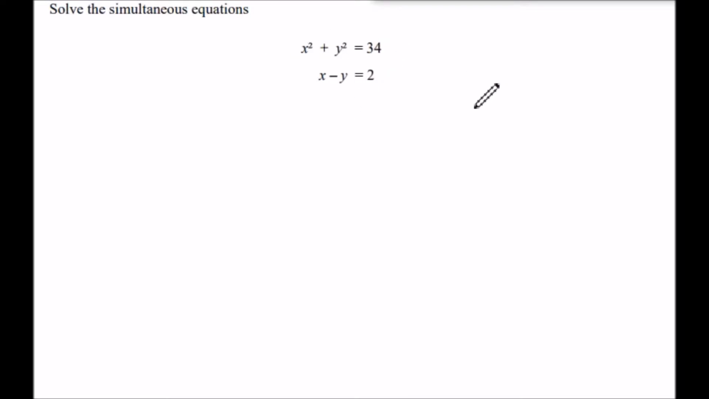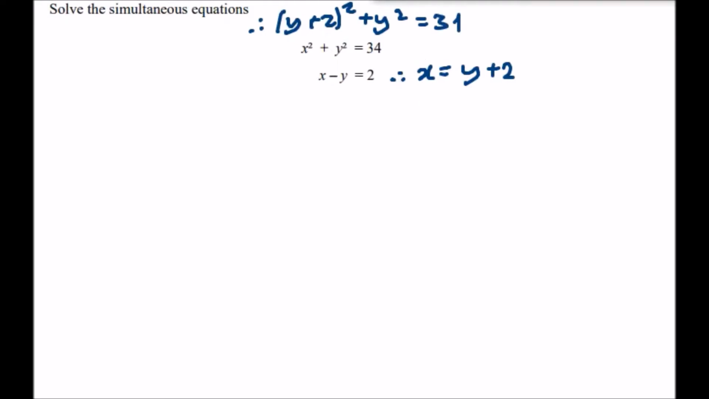So what I'm going to do is actually make x subject here because it's easier. So to make x subject, I need to add y to this equation. So we're going to have x equals y plus 2. That's it. Now I'm going to replace the x from the x squared with y plus 2. So this equation is now going to become, firstly x squared is now y plus 2 all squared. And we just copy the rest. Plus y squared equals 34.